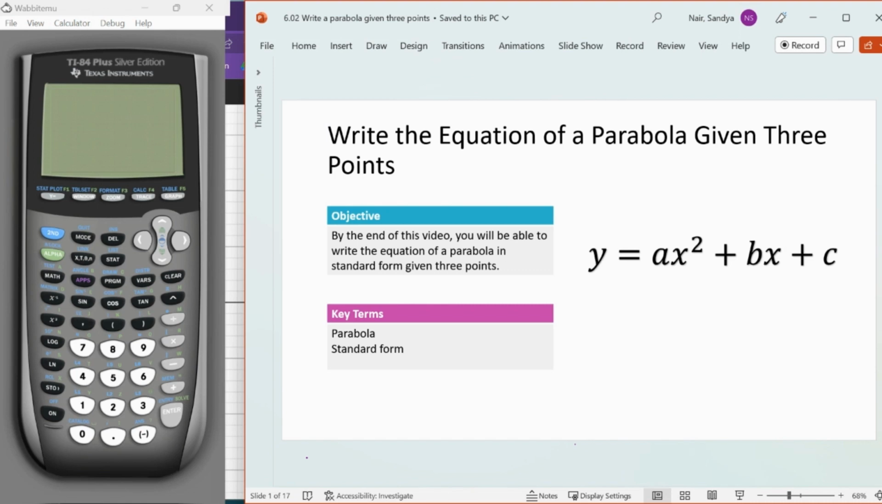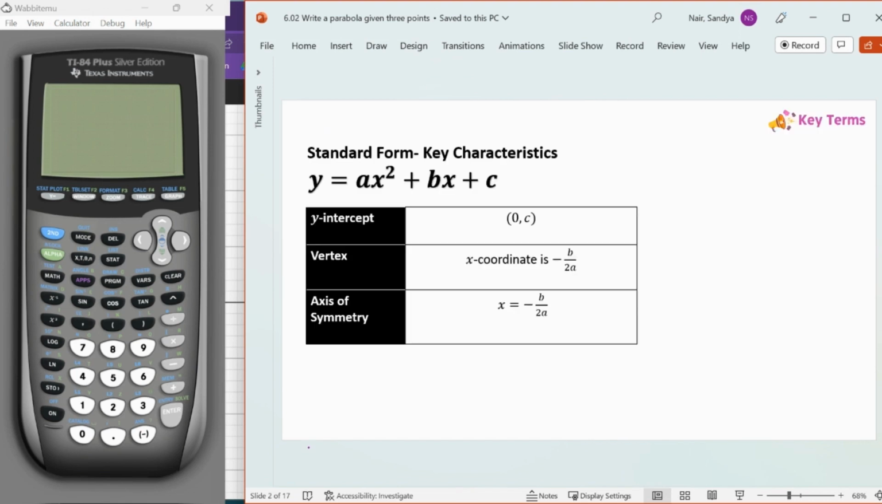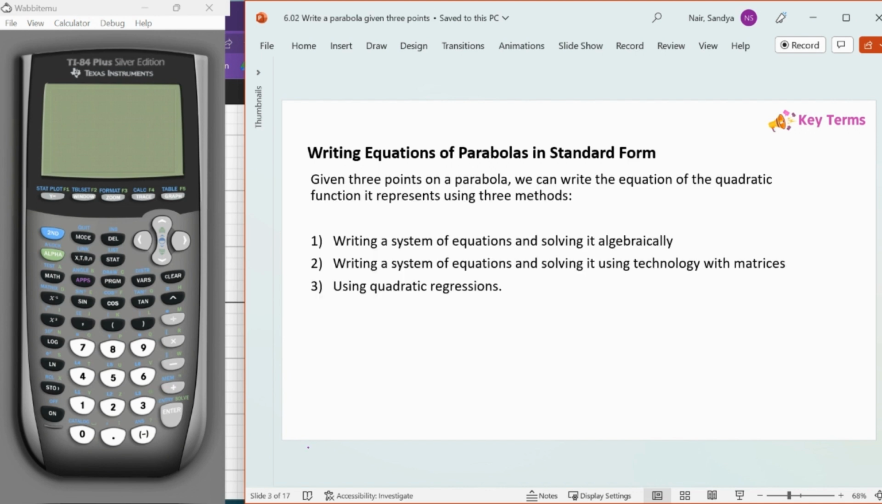In this video, we're going to talk about how to write the equation of a parabola given 3 points. So remember, we talked about standard form and how you can identify key characteristics of a parabola from its equation in standard form. The y-intercept is at (0, c), the x-coordinate of the vertex is at negative b over 2a, which also helps us find the equation of the axis of symmetry.